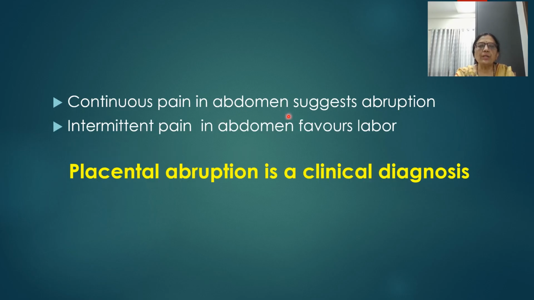Continuous pain in abdomen suggests abruption, and intermittent pain in abdomen favors that the patient is in labor. That is another differentiating point between whether the patient is in labor or has a placental abruption. So remember, placental abruption is a clinical diagnosis, and ultrasonography is of less use in the diagnosis of placental abruption.